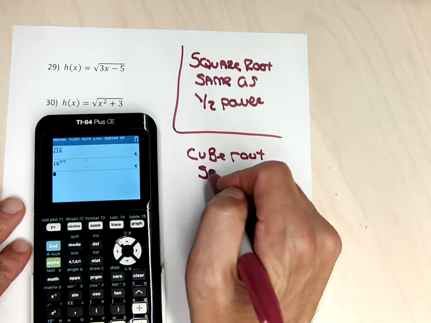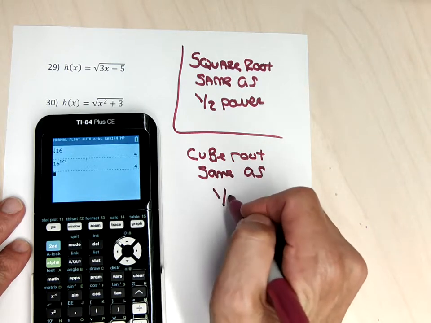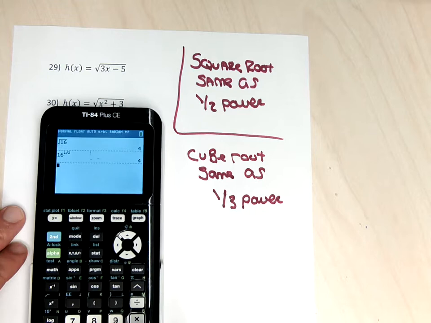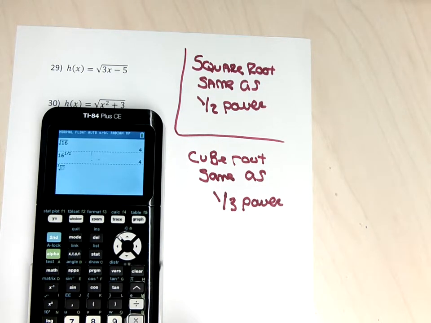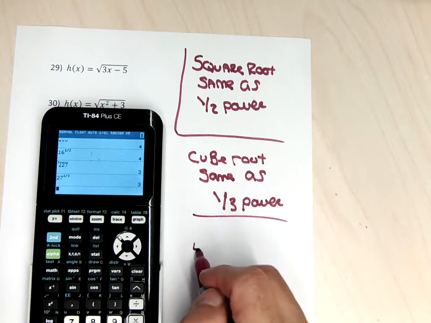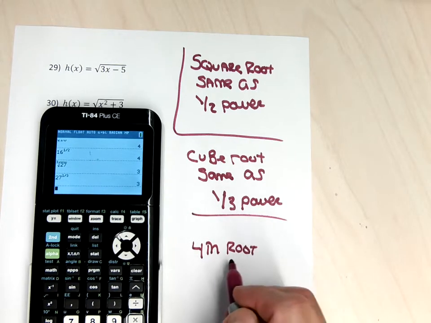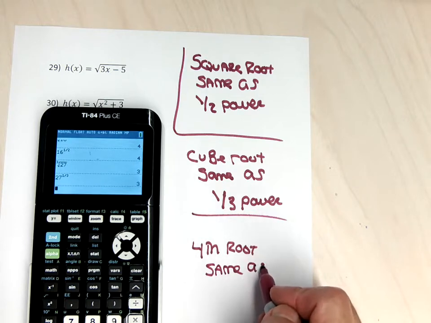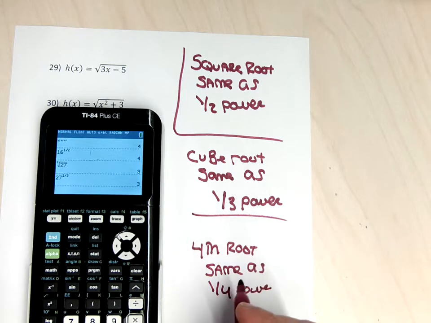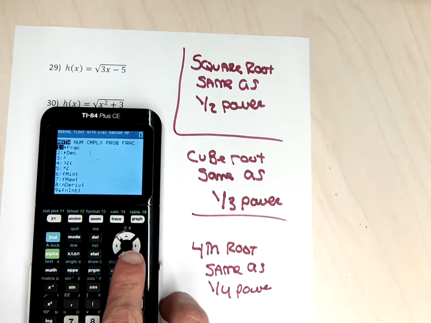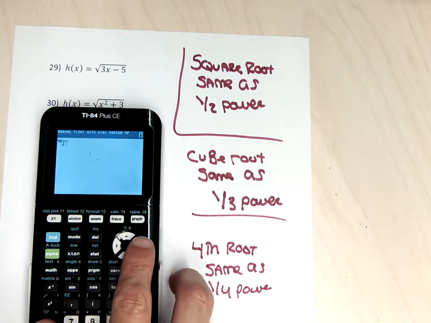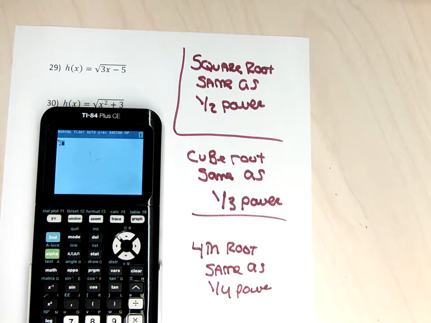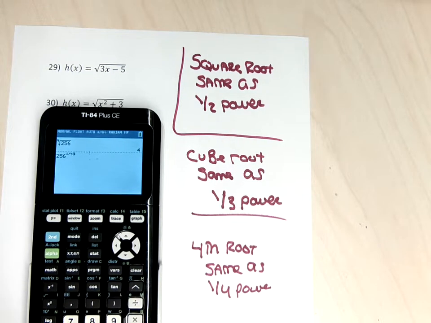Cube root is the same as a 1/3 power. For instance, if I did cube root of 27, I'll get 3. And if I did 27 exponent 1/3 power, I'll get a 3, because cube root is the same as 1/3 power. Similarly, 4th root is the same as, horrible grammar, the 1/4 power. So 4th root of 256, and 256 exponent 1/4 power, they're both equal to 4.